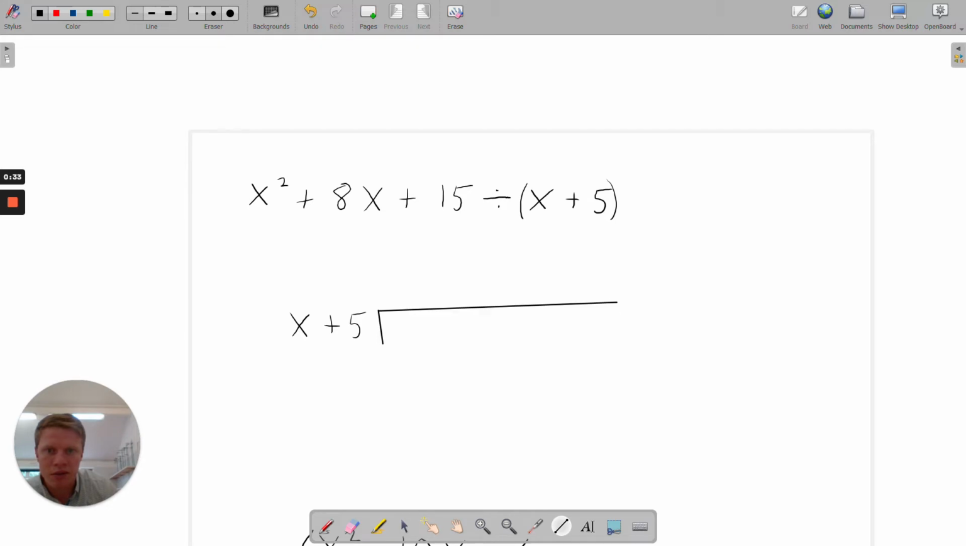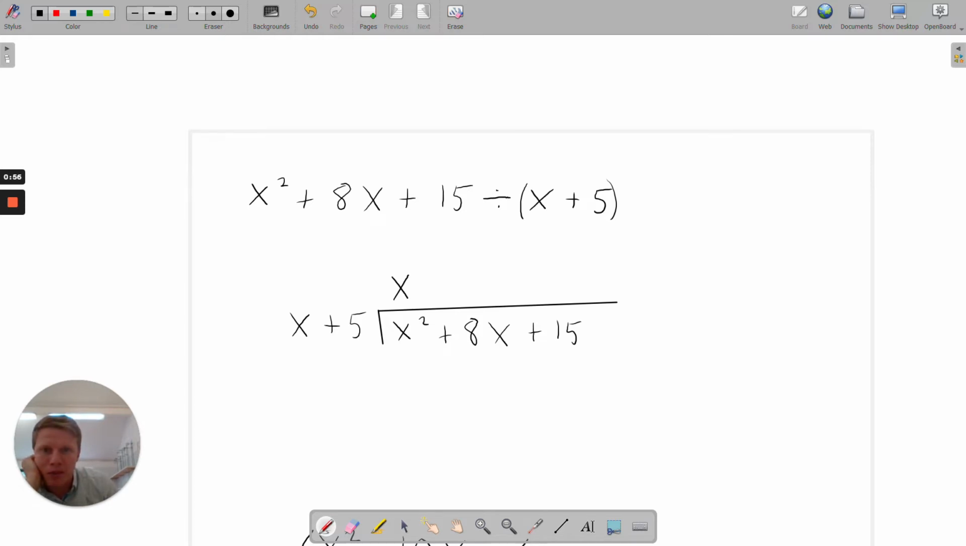So we're going to divide that into x squared plus 8x plus 15. So the first step is to take this x right here, and then you're going to divide that into x squared. So what multiplied by x gives us x squared? So x multiplied by x gives us x squared.